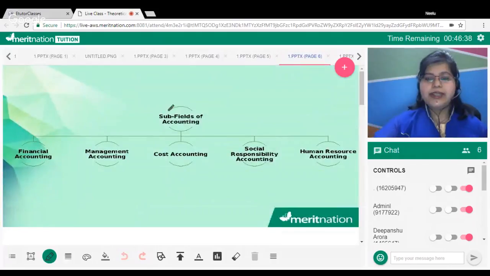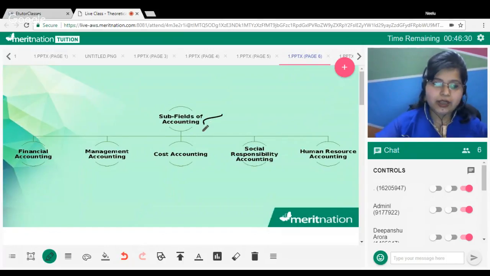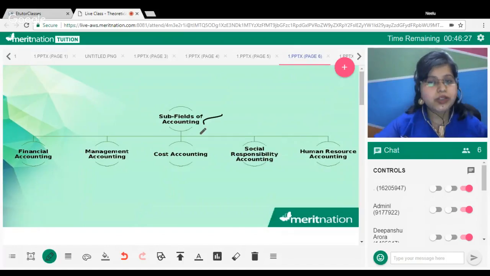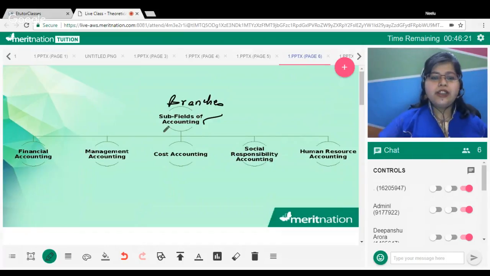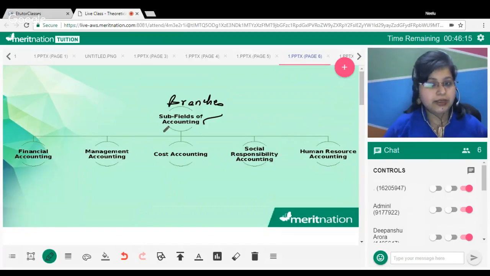Now, the next topic that we are going to deal with is the subfields of accounting. The subfields of accounting are basically the branches of accounting. Some people tend to call them branches, one and the same thing. Branches, as the subfields of accounting, are the various different ways in which accounting is practiced.